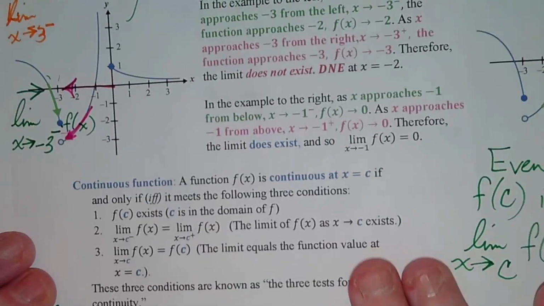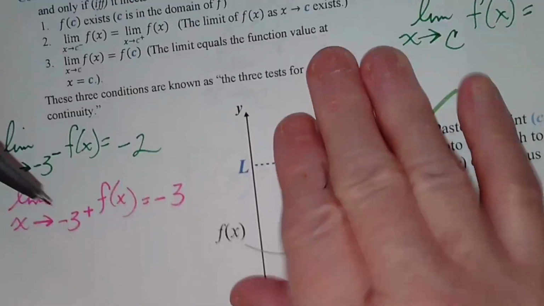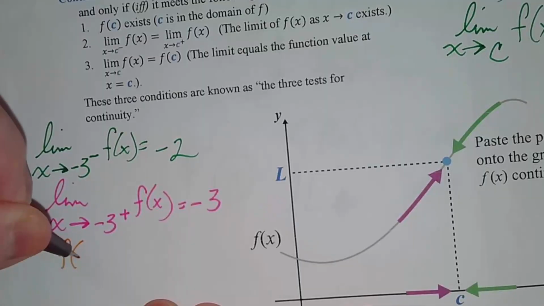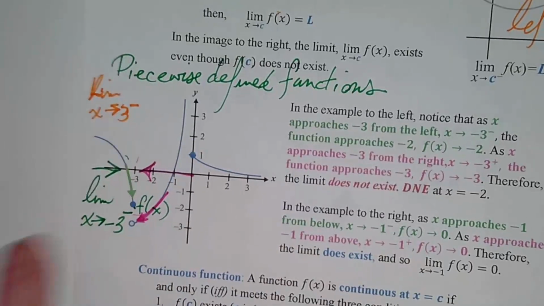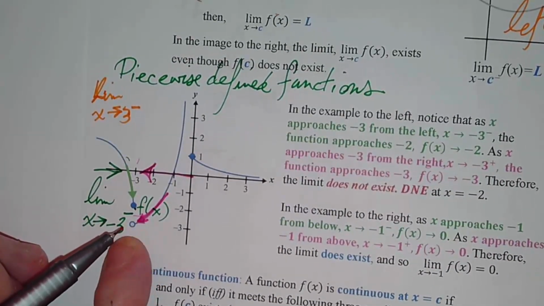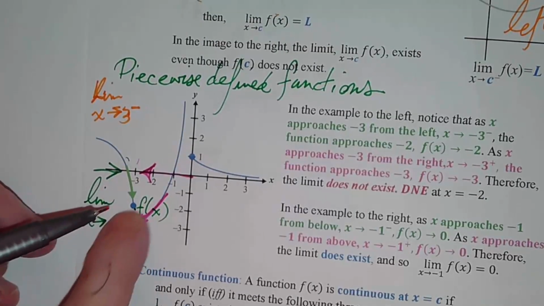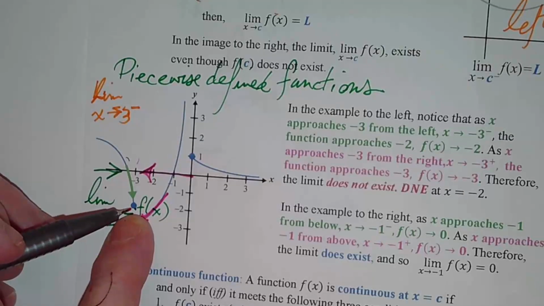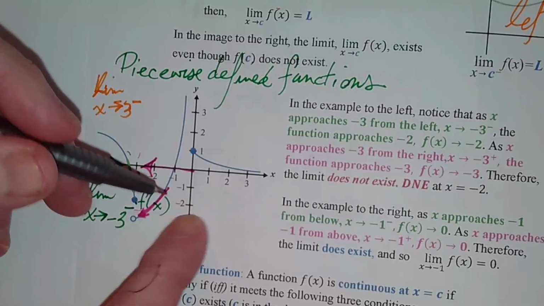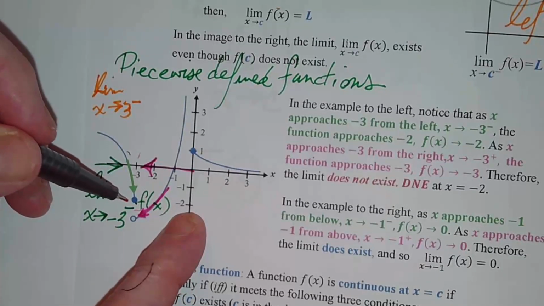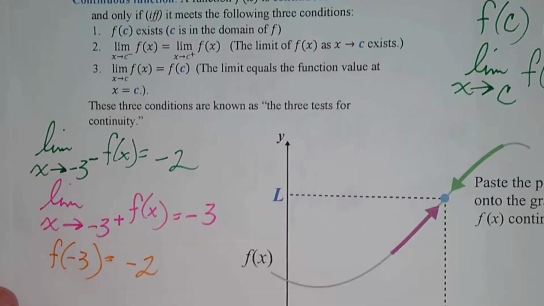Let's also write down the value of the function. So let's see. What is f of -3? So see, the open or empty circle is the value that is not included. The filled in circle is the value that is included. So this dot is the value of f of -3. So f of -3 is equal to -2.